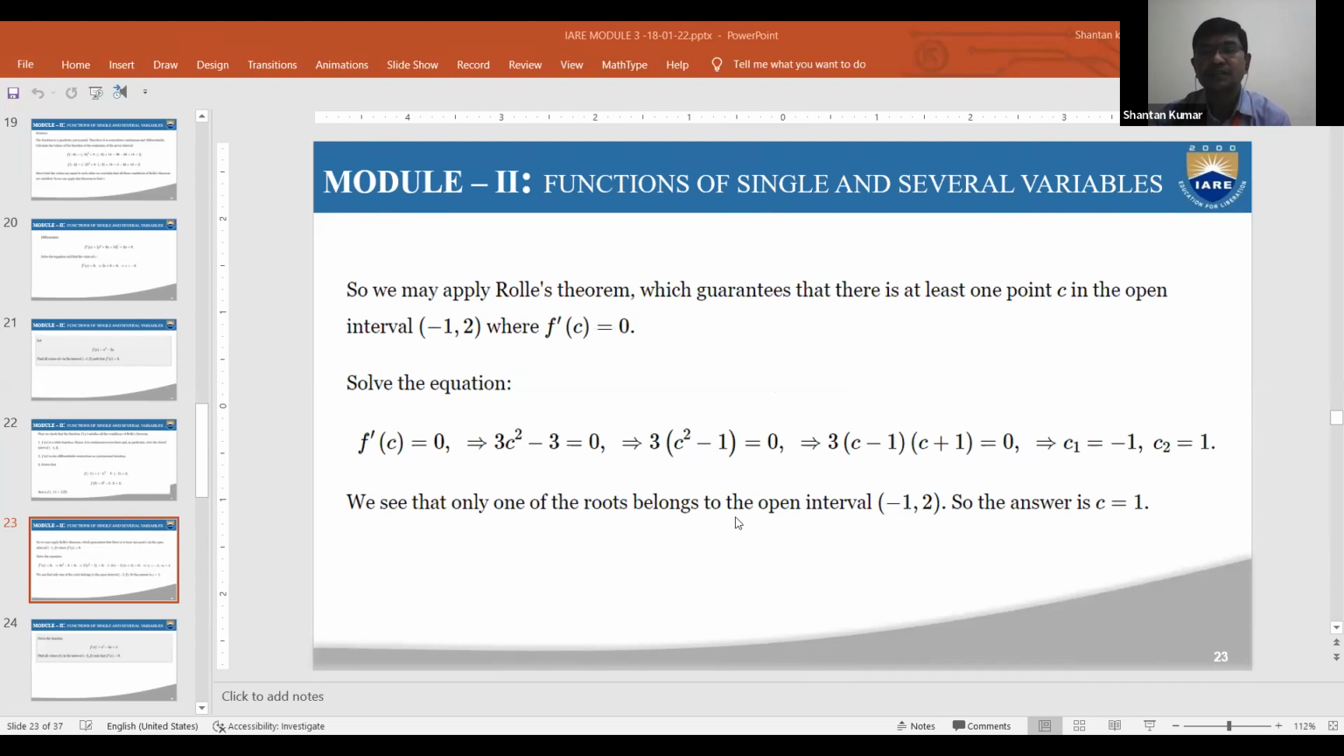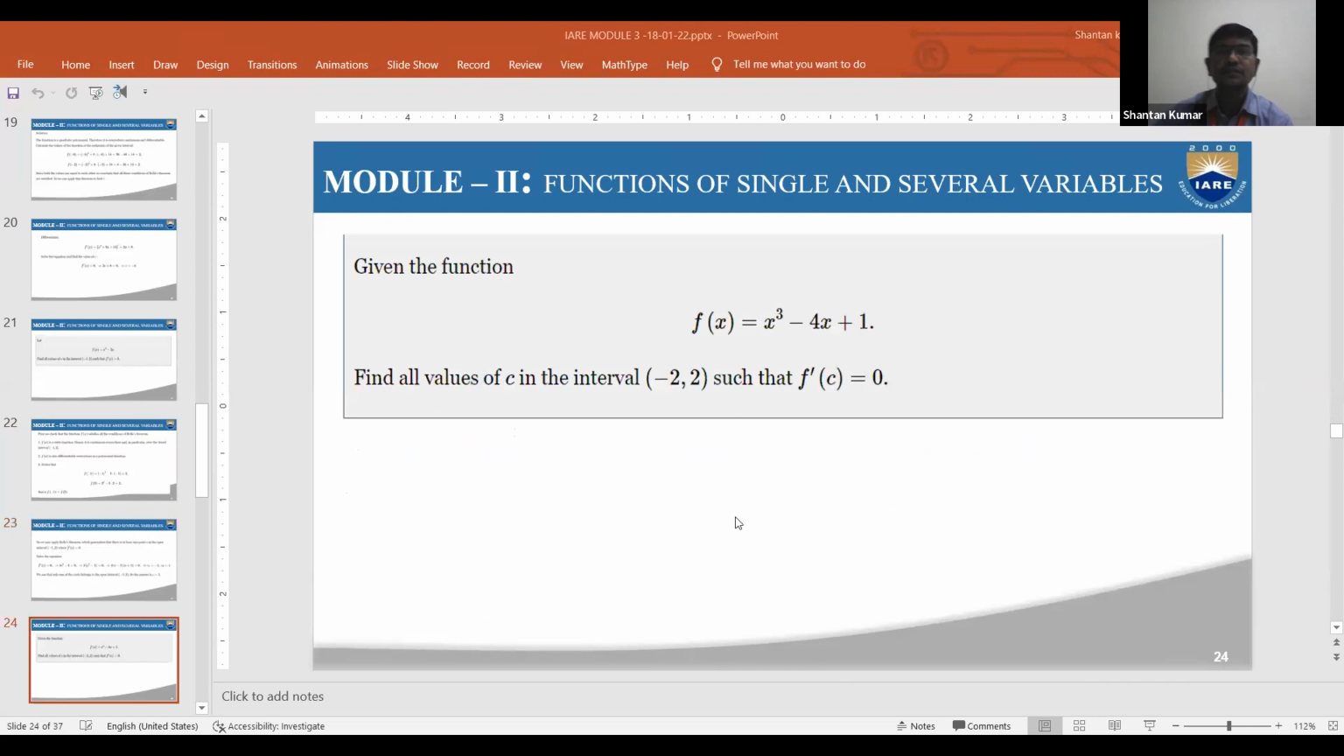Therefore excluding case one. Yeah, next, this one.